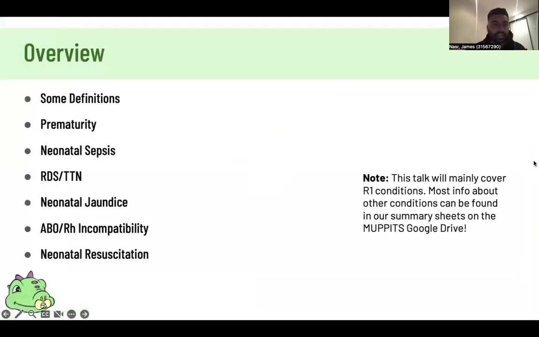Neonatology is obviously quite a big topic. So this talk will mainly be covering the R1 conditions, but it will cover some R2s and R3s that I think are relevant to your exams.